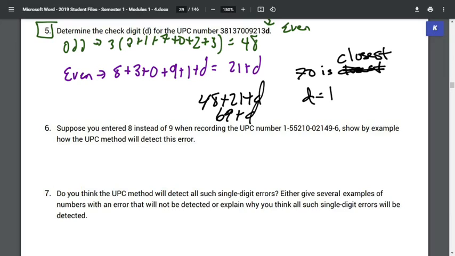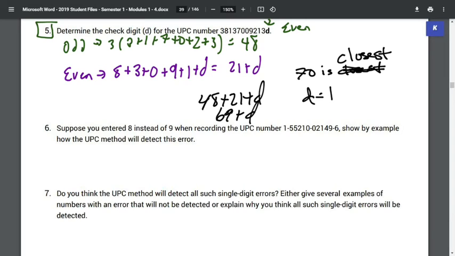All right, so if we go through and do the math here, we have all the odds, so we can add those up and multiply by 3 and get 48, and then with the evens, we can add to see what we have, and then figure out what that last digit's going to be to get it to end in a number that ends in 0.